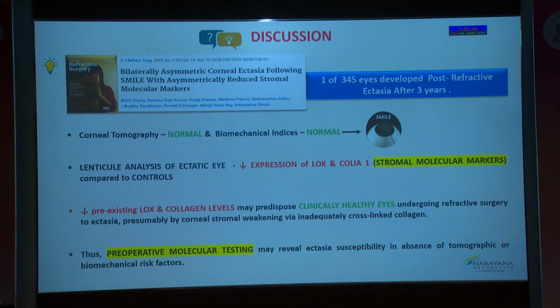Lenticular analysis showed decreased expression of LOX and collagen, and these decreased pre-existing levels of LOX and collagen may predispose clinically healthy eyes undergoing refractive surgery to develop ectasia post-operatively. So pre-op molecular testing may reveal ectasia susceptibility in the absence of tomographic and biomechanical risk factors.